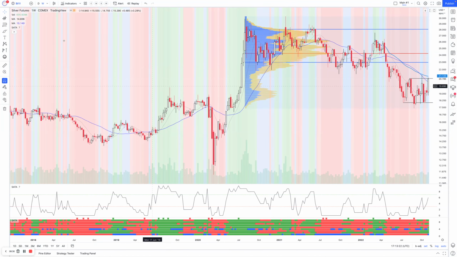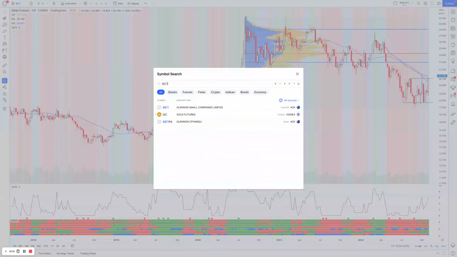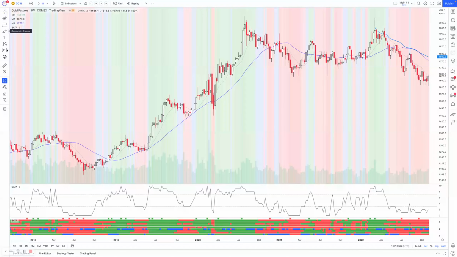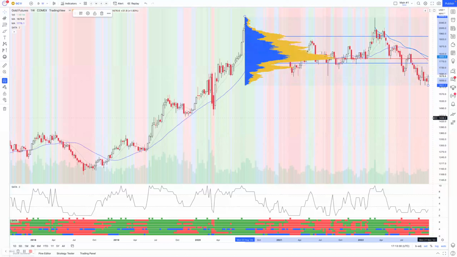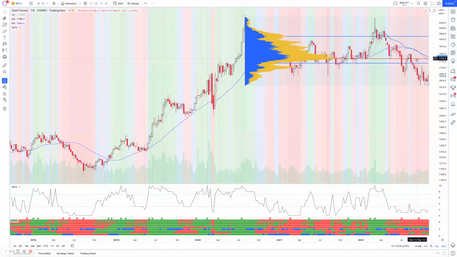So we do the same for gold here. We do the GC1 and get the volume profile on this. You can see obviously overhead resistance up there around 1790 kind of area in the volume profile. But let's see this over here, the volume profile range through here. So around that 1790 to 1820 level in there is the peak liquidity zone. So that's a major area of resistance above.